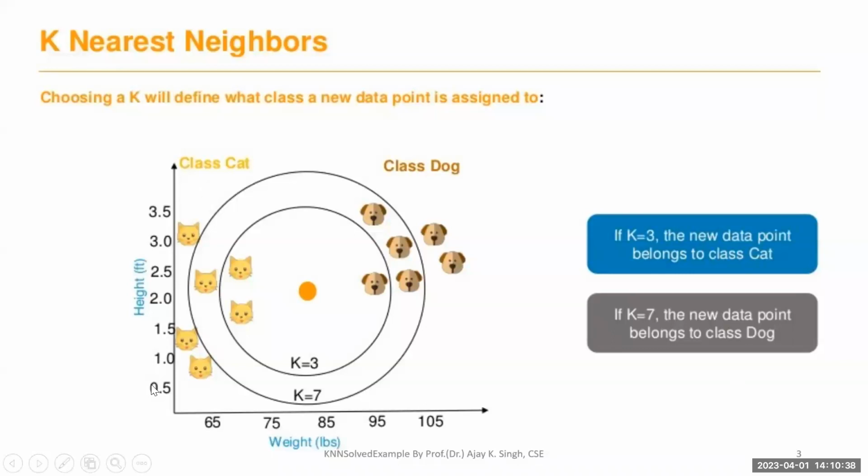Here, suppose on the y-axis I'm going to take height, and on the x-axis I'm going to take weight. Two different categories, classes, are given: one class is cat and another class is dog. And this is the data which I want to check, whether this image belongs to cat or to dog. So this is my test data.